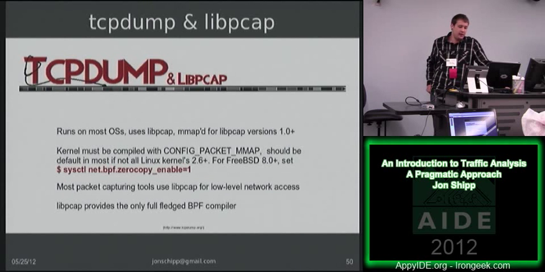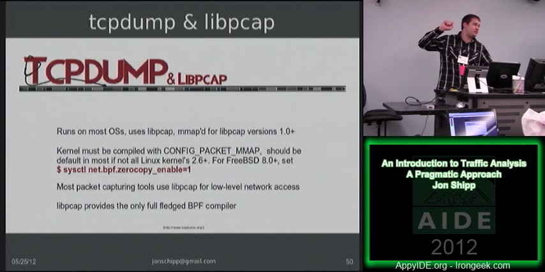And on FreeBSD, you'll need to take advantage of the shared memory. You'll actually have to use sysctl to turn on the variable BPF zero copy buffer size, or zero copy buffers, and just enable it to 1, and then we can take advantage of shared memory and libpcap.